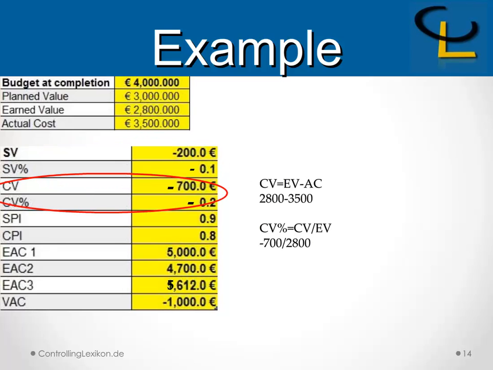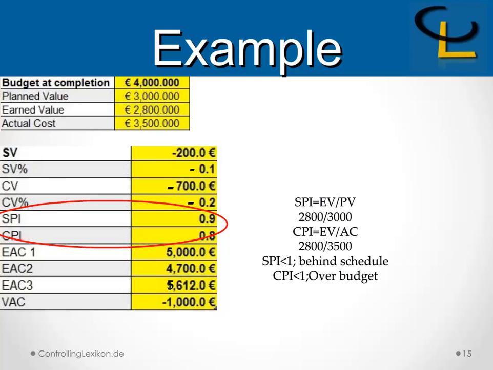Coming to the cost variance and the percentage of cost variance. Cost variance equals earned value minus actual cost. In this case, it is 2,800 minus 3,500, and the answer is minus 700. The percentage of cost variance is when you divide the cost variance over the earned value, which is minus 700 divided by 2,800, and the result is 0.2.